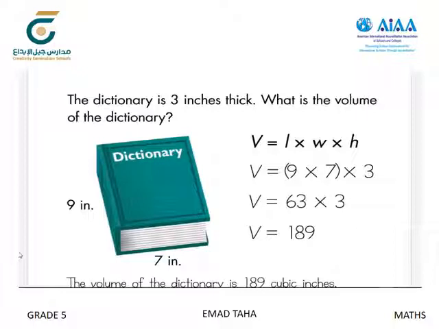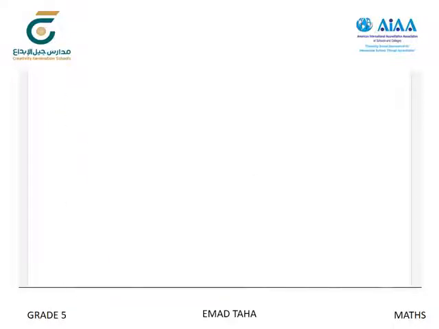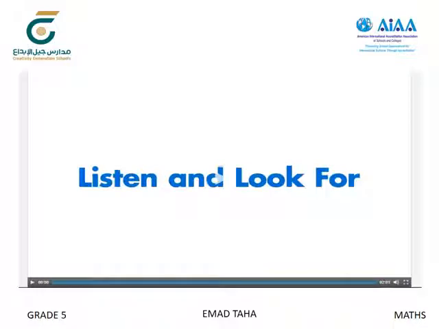These students show an understanding of using a formula to find the volume of a rectangular prism by multiplying the length, width, and height of the prism. This understanding prepares students to use a volume formula in which the area of a prism's base is multiplied by its height. Now we look and listen to another video for more understanding.